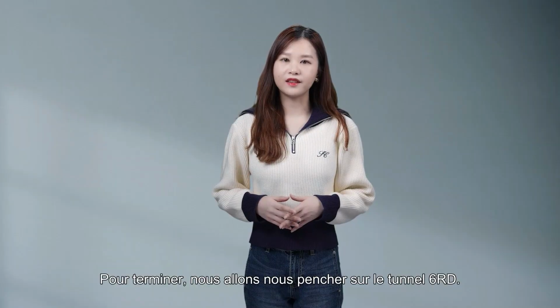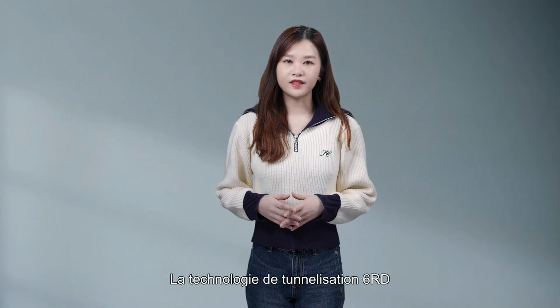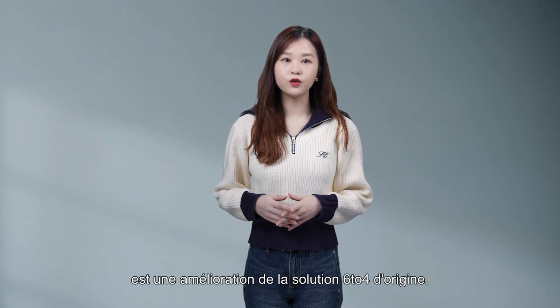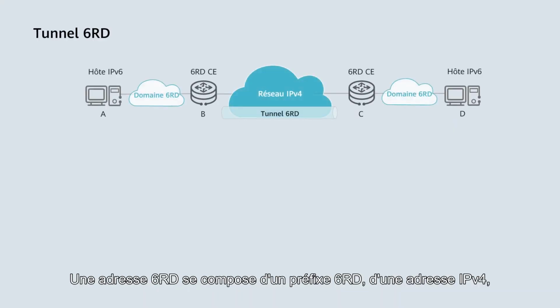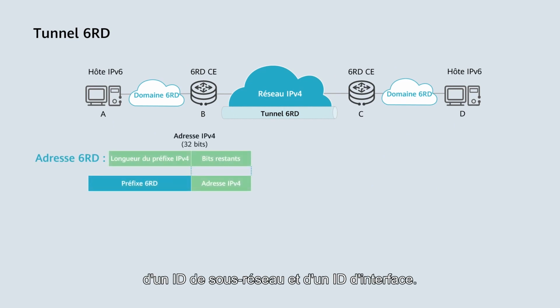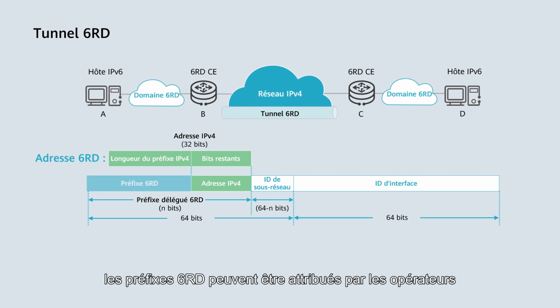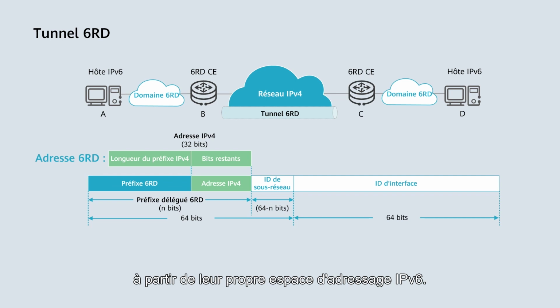Finally, let's look at the 6RD tunnel. 6RD tunneling technology is an improvement on the original 6to4 solution. A 6RD address consists of a 6RD prefix, an IPv4 address, a subnet ID, and an interface ID. Different from 6to4 addresses that use a fixed IPv6 address prefix, 6RD prefixes can be allocated by carriers from their own IPv6 address base.